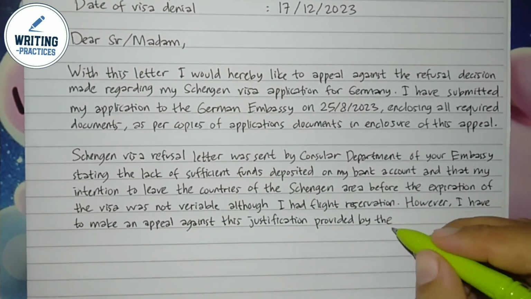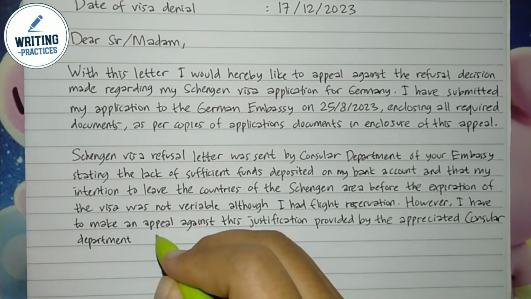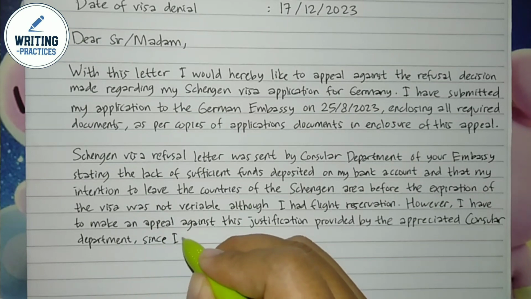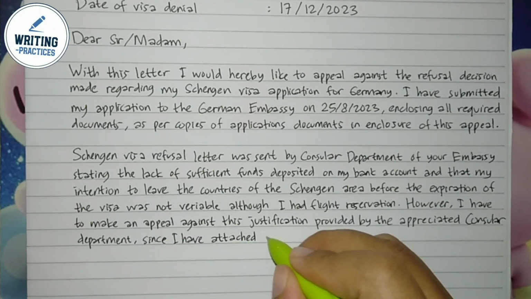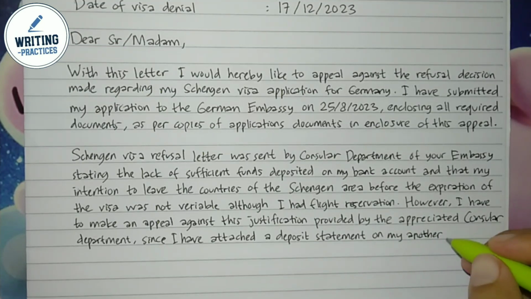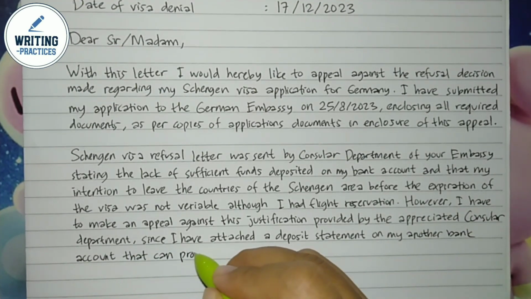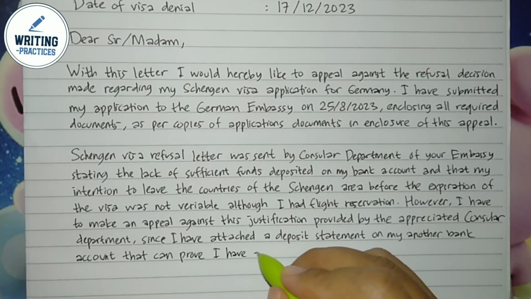Tell how urgent it is to get your visa approved soon. You need to also give a solution to the previous issue. In this example, I provide another bank account with a lot of money. After mentioning that you have solved the issue, now you may ask the officer to reconsider the decision about approving your visa.